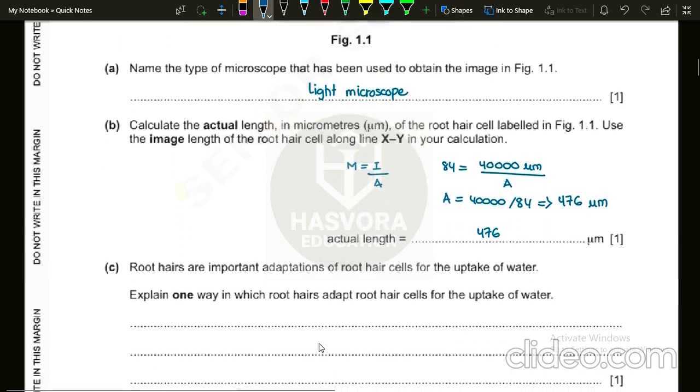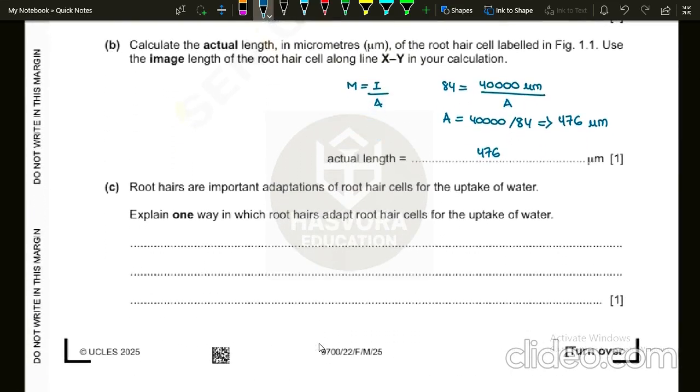Let's move on to part C, which says that root hair cells are important adaptations for the uptake of water. Explain one way in which the root hair cells are adapted for the uptake of water. We know that the root hair cells have extensions. These extensions play a significant role in the absorption of water, because they give a large surface area to volume ratio. This means that it can increase the surface area.